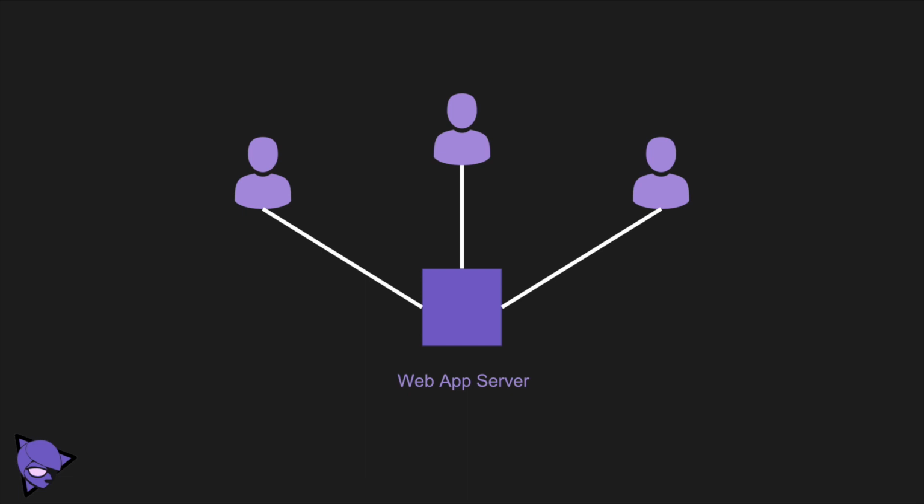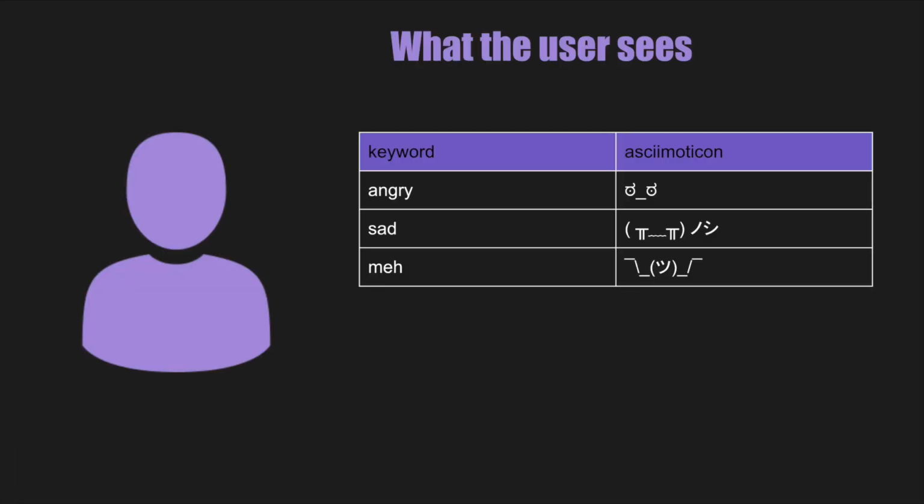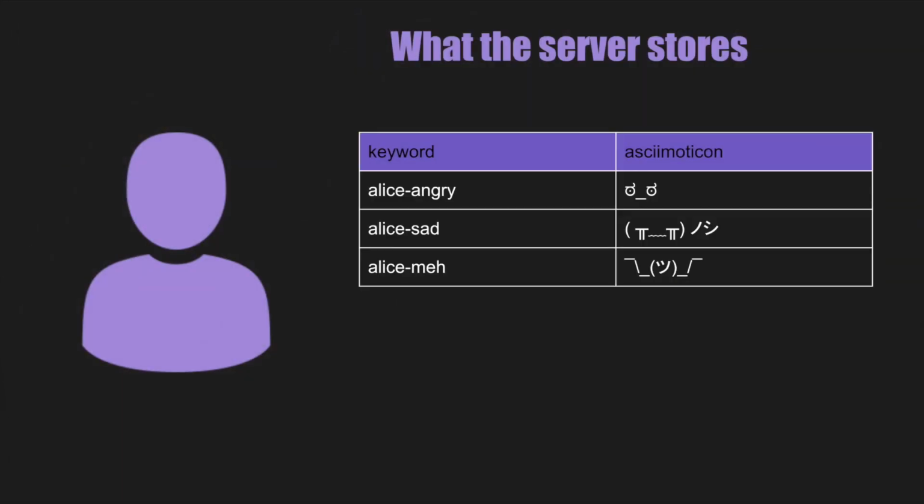As an example, here is a diagram of the architecture of your web application. You have a bunch of users, Alice, Bob, and Chris. Each one of them has a list of their own ASCII emoticon creations and a unique username. When they're reviewing their own contributions, they can see a table that contains the unique identifier and the ASCII emoticon associated with it. In the backend, they have a template object that contains a key that is made up of their username and the unique identifier mapped to its respective values.